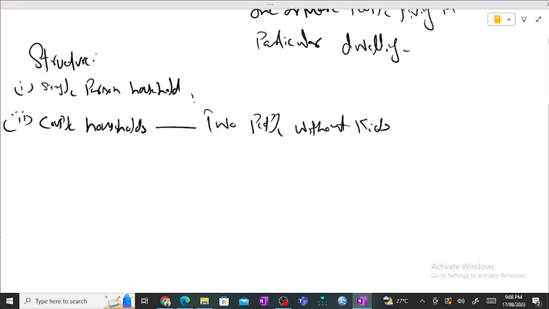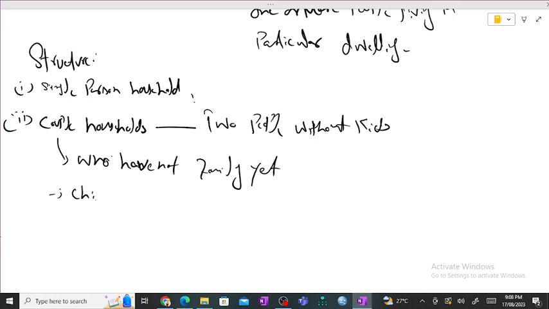What could be the broader perspective of it? Couples who haven't started a family yet. Others could be those whose children have left home. That could be another couple household definition.